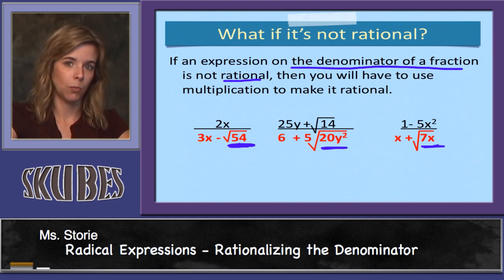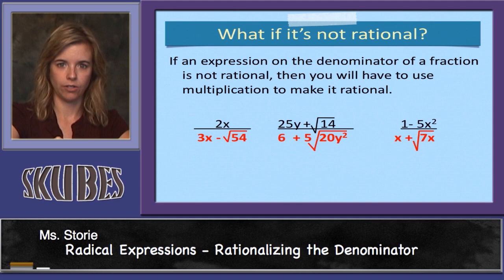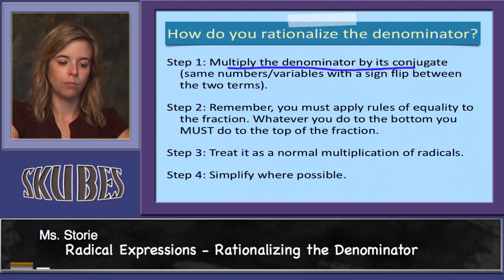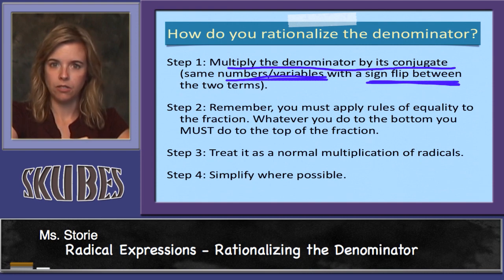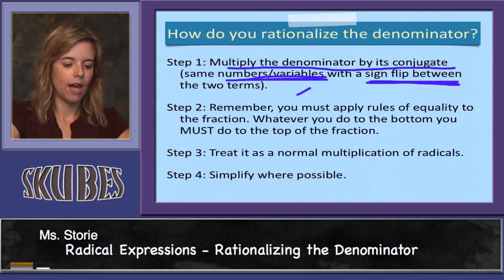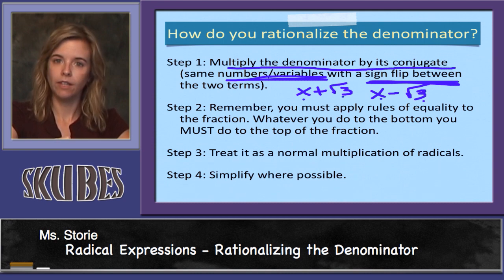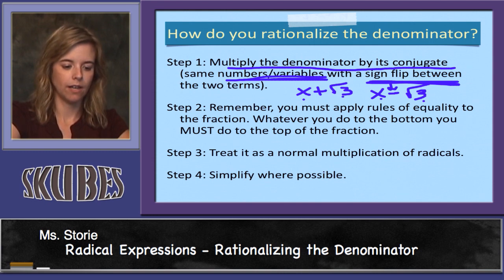You're going to have to use multiplication to make it a rational expression. And how do you do that? Well, you multiply the denominator by the conjugate. The conjugate means you have the same numbers and variables, the same terms, and the only thing that you do is flip the sign in between the two terms. So let's say you had x plus radical 3. A conjugate would be x minus radical 3. I have the exact same terms, and the only thing that changed was I flipped the sign.